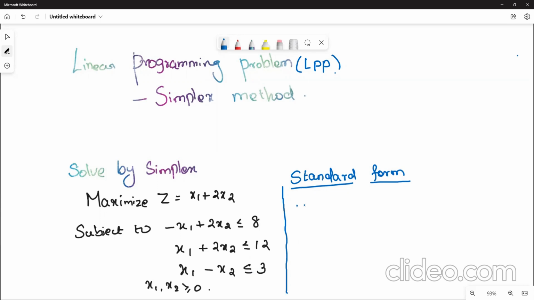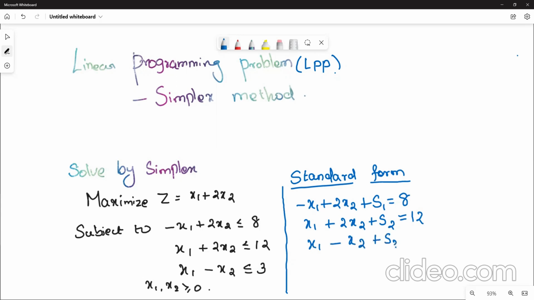So it becomes -x1 + 2x2 plus the slack variable S1, which makes this inequality an equality. The second inequality is x1 + 2x2 ≤ 12. By introducing the slack variable S2, this becomes equal to 12. The third inequality is x1 - x2 ≤ 3. So we introduce the slack variable S3 to make this equal to 3.